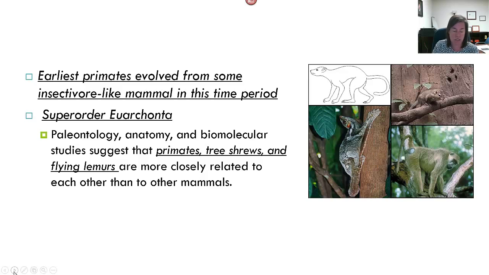It's impossible to determine exactly how primates are related to other orders of mammals, but there are indications from paleontology, anatomy, and biomolecular studies that primates, tree shrews, and flying lemurs are all more closely related to one another than to other mammals, and thus they are placed together in what we call the superorder Euarchonta. So the earliest primate probably looks something like a mix of primates, tree shrews, and flying lemurs. And flying lemurs are not related to the lemurs of Madagascar.